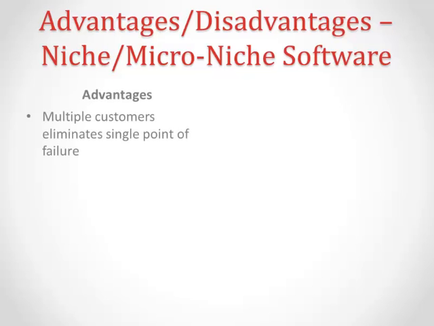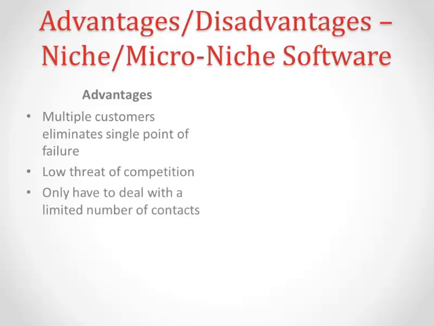You do have multiple customers, so there isn't exactly a single point of failure. There might not be a huge amount of fallback business, but you will have at least some. There's a low threat of competition because the pie is small. Therefore, it's not going to draw in a bunch of companies trying to take over your niche. You still only have to deal with a limited number of contacts. Now granted, it will be more than the one-off software, but you're not going to have hundreds of support requests and feature requests per day or per month.